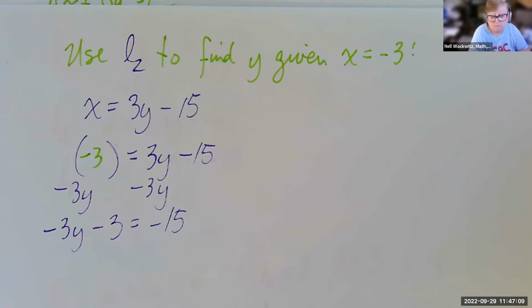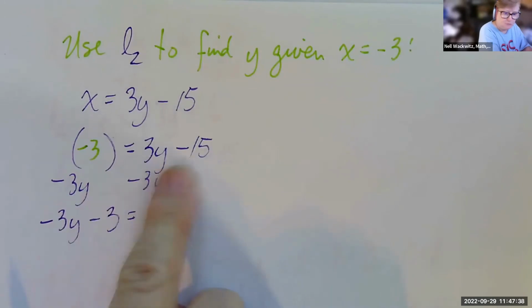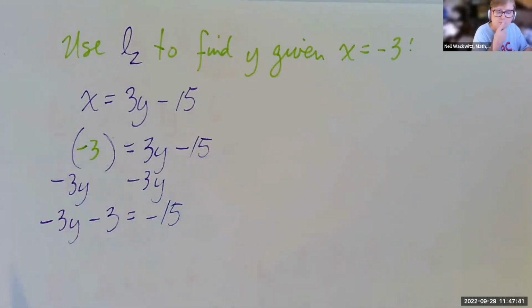Now what? Our goal here is to get y alone, so divide. But we still have adding and subtracting going on. Oh, yeah. Well, we would subtract 3y from 3y. We just moved the 3y. Oh, that's right.